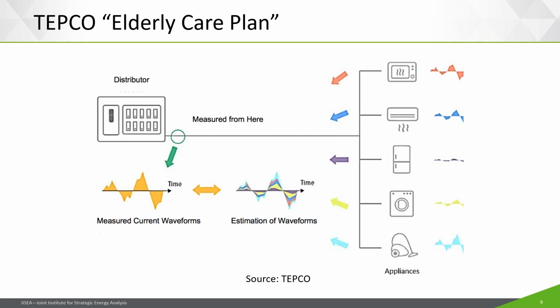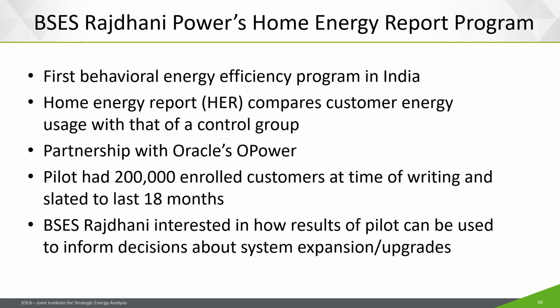And then if we go to the next slide, we will go to India, where this utility called BSES Rajdhani is located just outside of New Delhi. And they've introduced a behavioral energy efficiency program there. This is the first time that we're aware of a behavioral efficiency program being introduced in a developing country. They obviously exist all over the industrialized world, but it's the first case where India tried this approach. And it's a pretty simple idea.